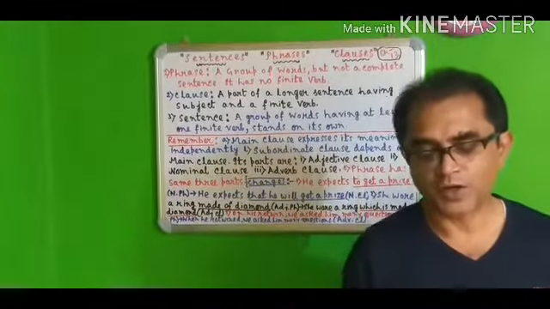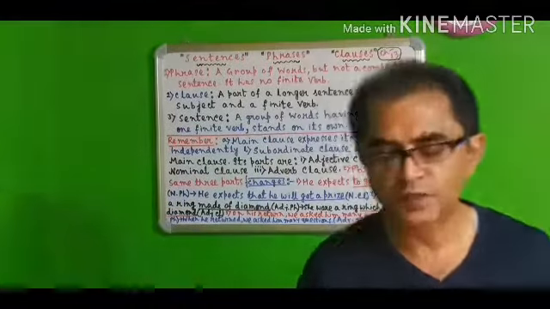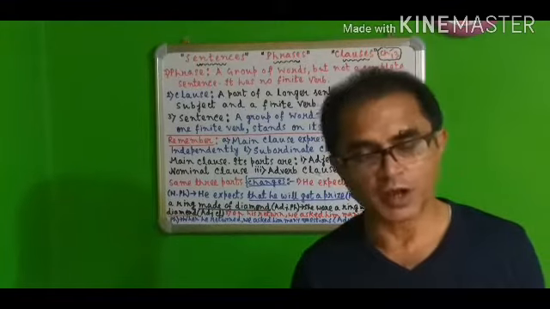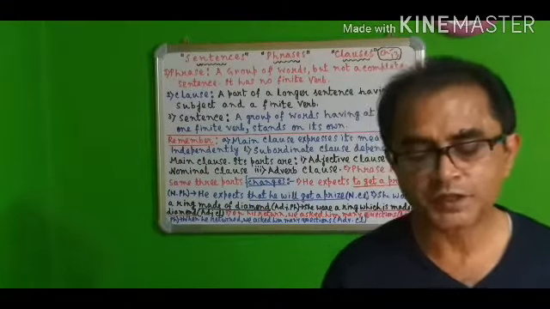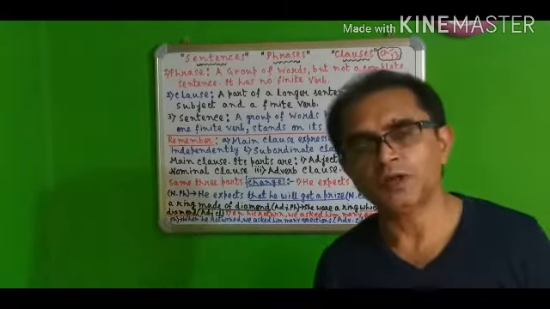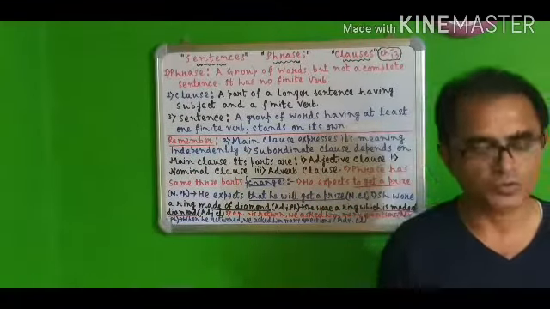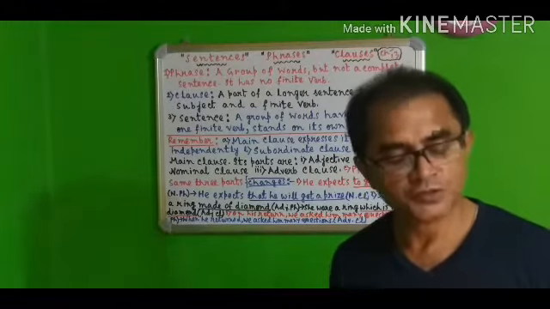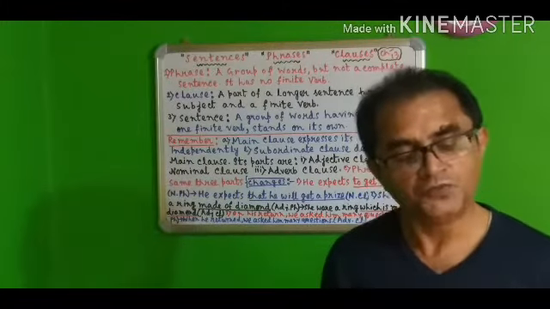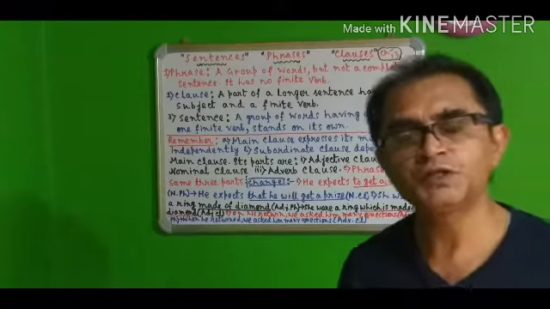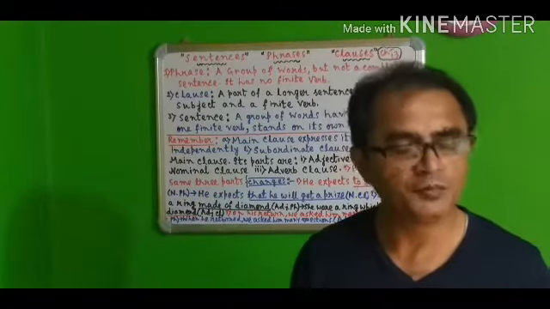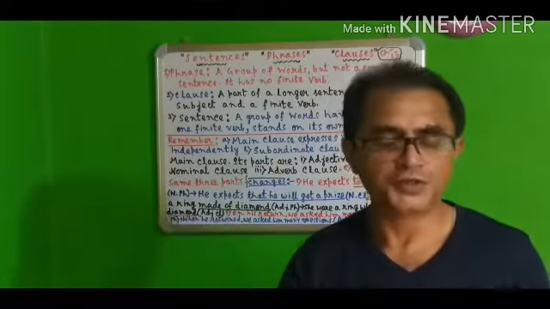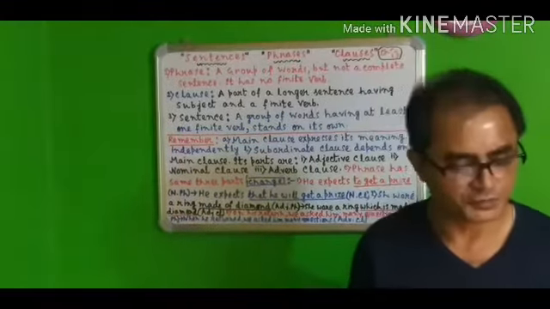Third and finally, I will give you three examples of adverb phrases and their expansion into adverb clauses. Nothing can live on the moon. On the moon is an adverb phrase. We can change it: nothing can live if it is on the moon. If it is on the moon, this is an adverb clause of condition.